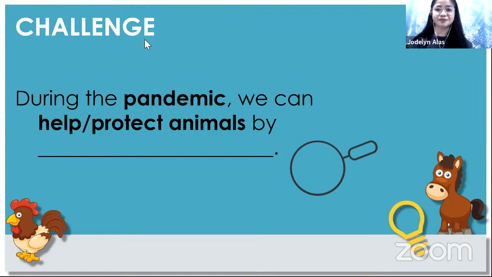Okay, Riza. During the pandemic, we can help or protect animals by giving them some food. If we see some animals on the street, we can give them some food. Very good. Thank you, anak. In this time, we are not the only ones having problems with food intake. Even those animals outside, those without homes, they need our help in terms of food and shelter.